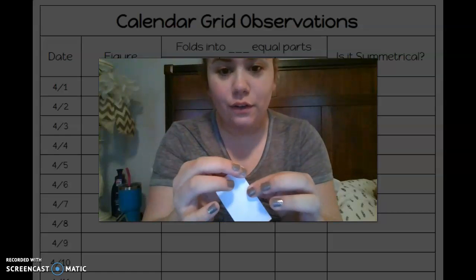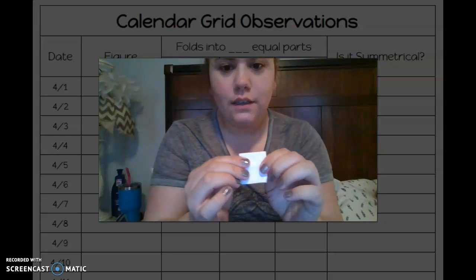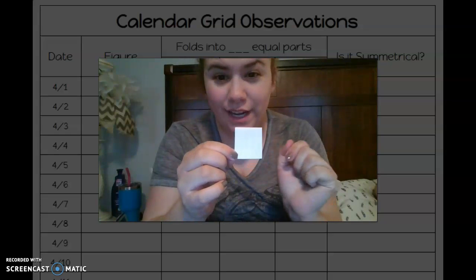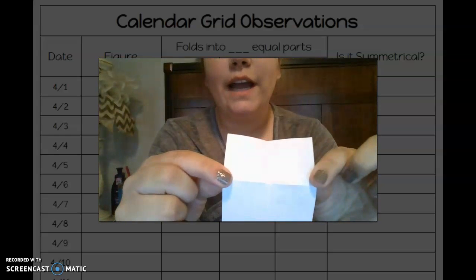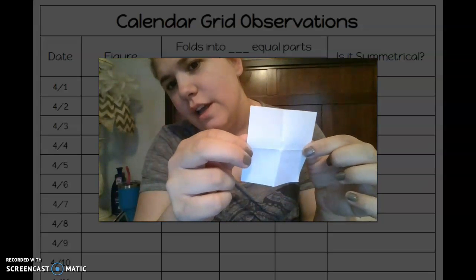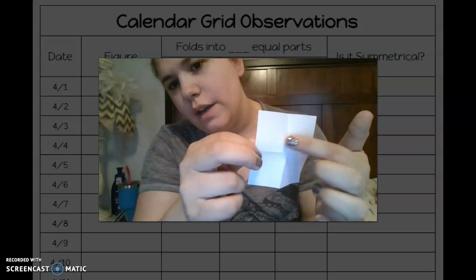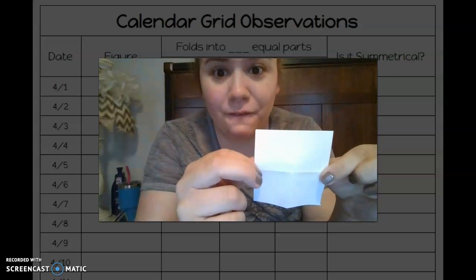Something very cool about our square here is we can fold it into two equal parts, but we can also fold it into 4 equal parts. Now look what happens when I take it apart. Can you kind of see the line? So it's a little hard in here. Here, let me try to tip it. There we go. You can see the 4 different sections. 1, 2, 3, 4. So it is symmetrical in 4 ways.